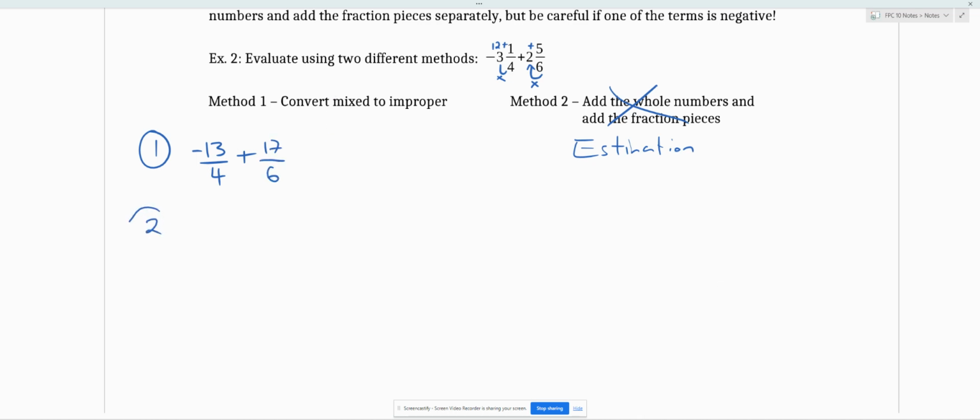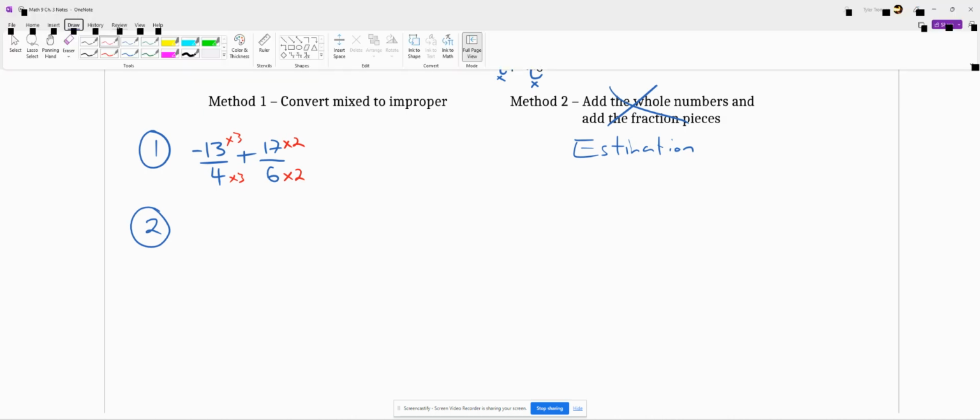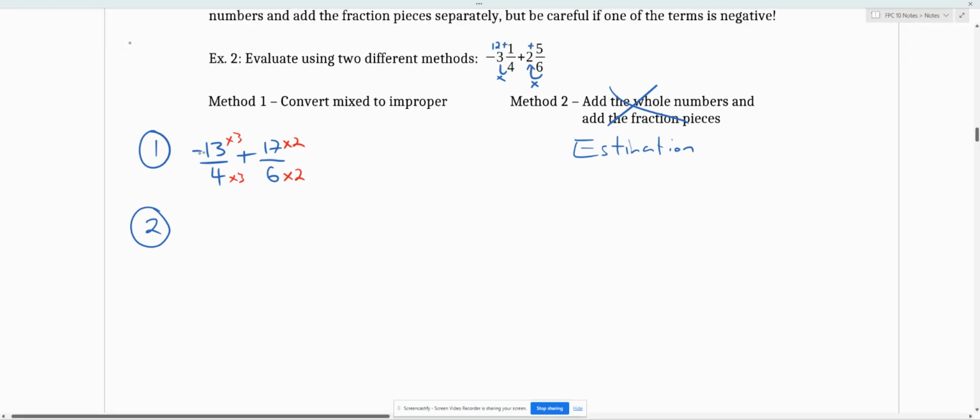Step 2, let's get a common denominator. The lowest common denominator of 4 and 6 is 12. You could go as high as 24, but let's always go with the lowest to make our life easier. So I'm going to multiply both of these by 2 and both of these by 3. So now I'm going to get a brand new fraction. When I take negative 13 multiplied by 3, I get negative 39, and 4 times 3 is 12. And then I'm going to add 17 times 2 is 34, and 6 times 2 is 12. So now I have common denominators.